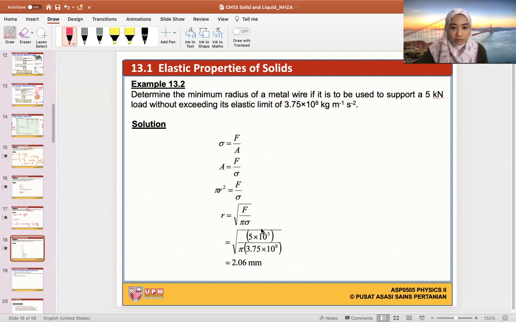So answer, okay. So this is your stress. Okay, so dia solve for A kat sini. This is your area, which is F over stress. Pi r squared, the area of a circle, which Danish dah jawab betul tadi. And then dia solve for radius. Kat sini dia tak letak strain pun. Okay, dia tak letak strain pun.